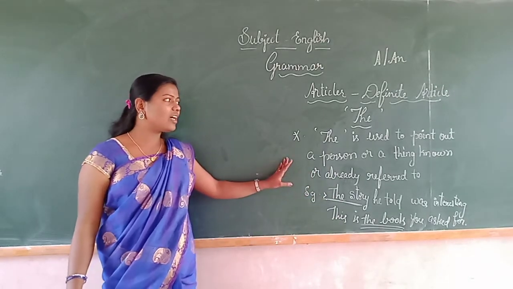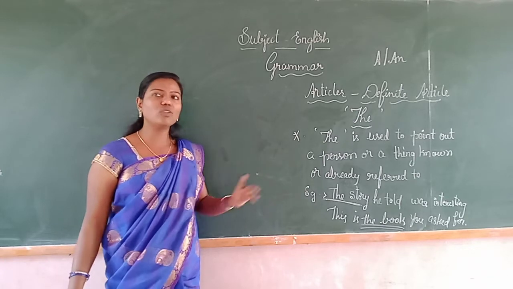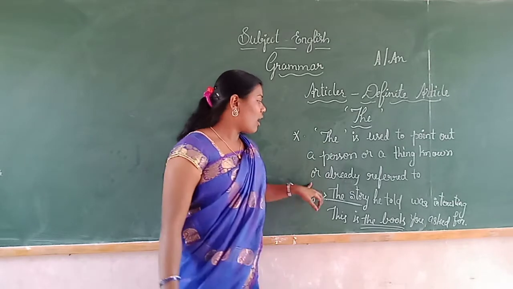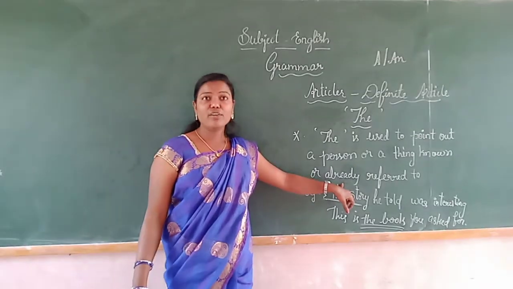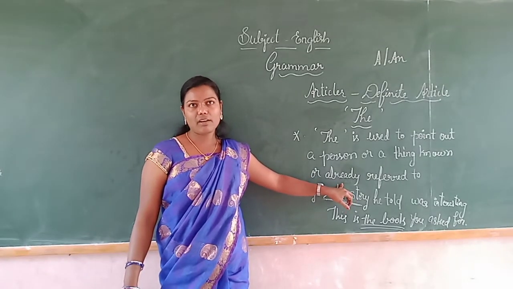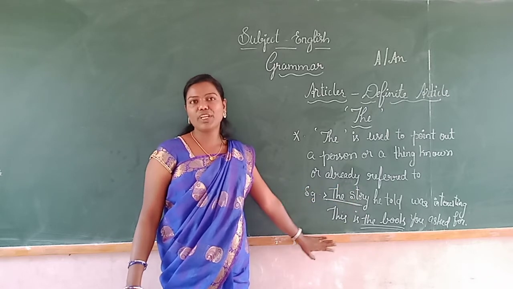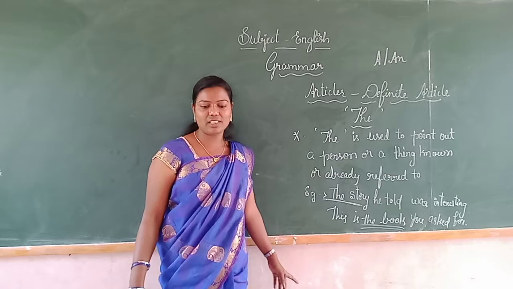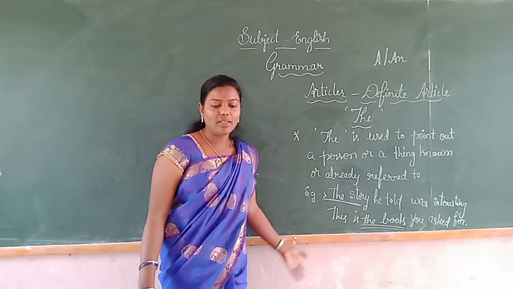In English the is used to point out a person or a thing, known or already referred. We already know about that thing or a person. One the time we use the. The book, the house, the university, and the table, like that.